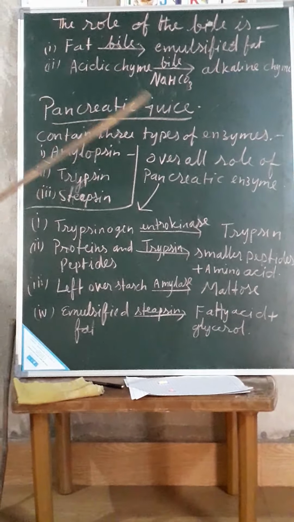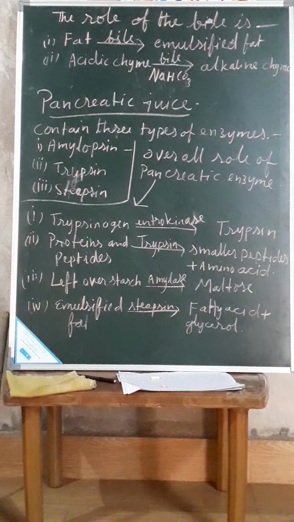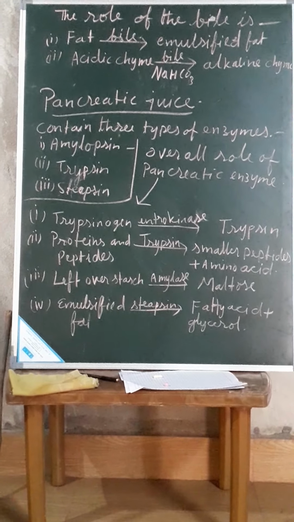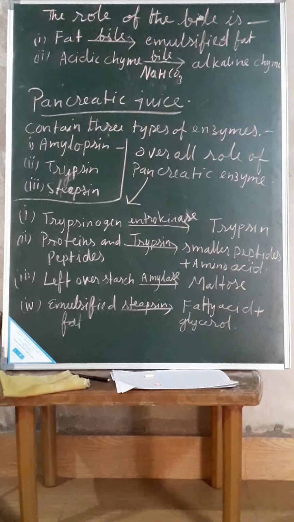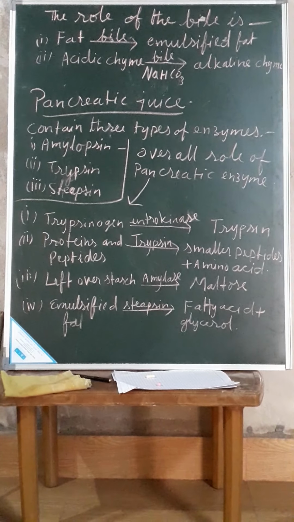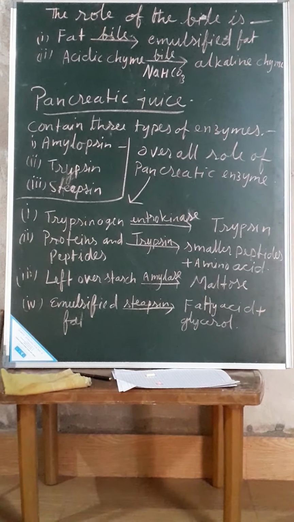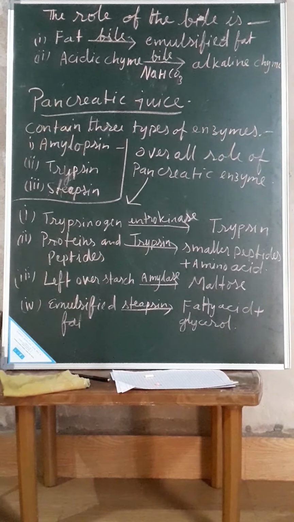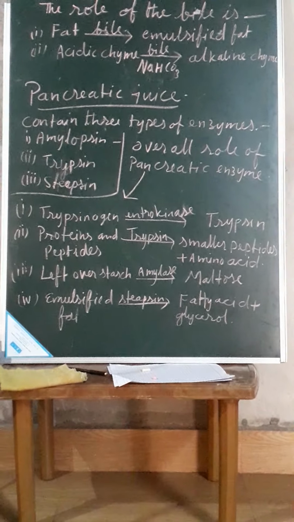Next is pancreatic juice. Pancreatic juice is produced by the pancreas, which is located below the stomach. Kindly cut out "behind" in the book, because in the book it is given as behind. It is located below the stomach, not behind. And it secretes three types of enzymes: amylopsin, trypsin, and steapsin.